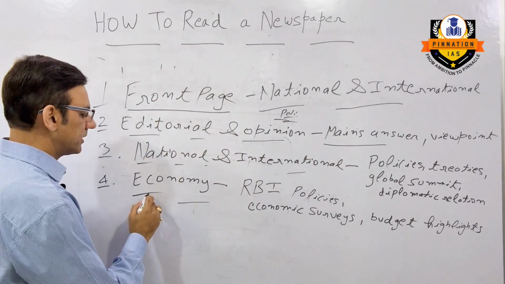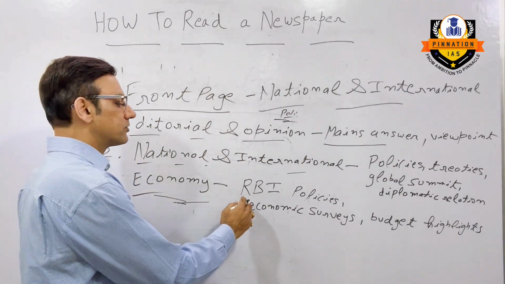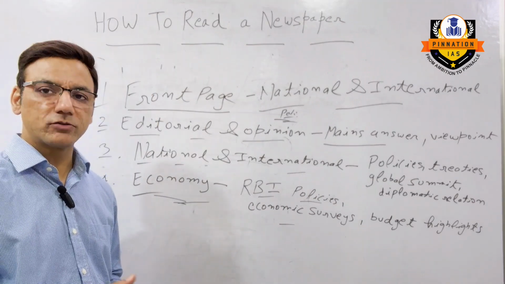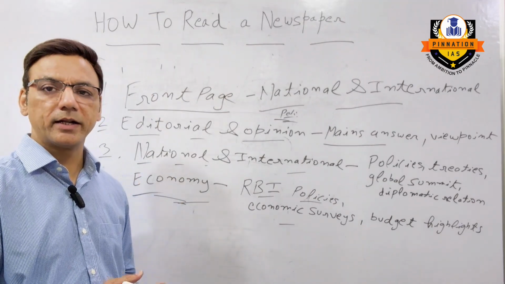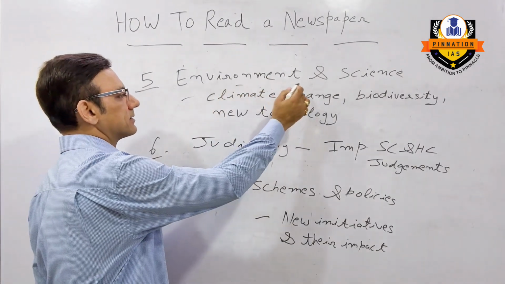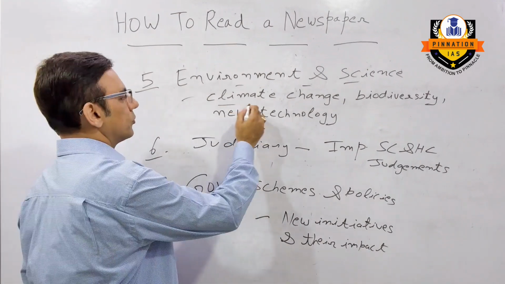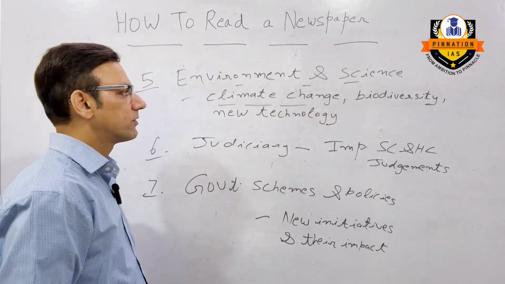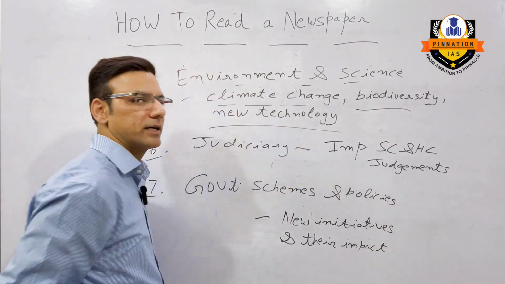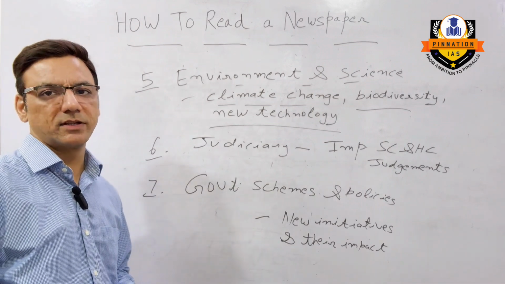The next section pertains to economy. This is also another very important section, which pertains to what? The RBI policies, the economic survey, and the budget highlights, right? So this is going to be helpful in your Indian economy section of GS. The next section pertains to environment and science. Now this is relevant to the GS paper on environment. In this, you will be focusing on news of climate change, biodiversity, or any new technology that has come up. So this will be helpful for both environment as well as science and technology.